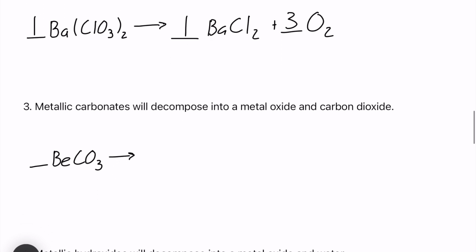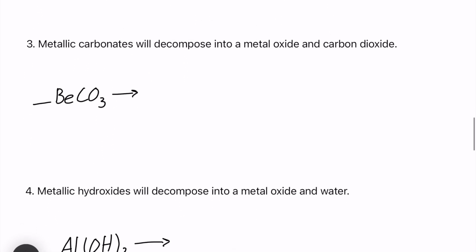Moving on to rule number 3, metallic carbonates will decompose into a metal oxide and carbon dioxide. Here we have beryllium carbonate, and we already know what carbon dioxide is, so we can just write down CO2. Then we also have a metal oxide. When oxygen is in its ionic form, it's O2 negative, and our only metal in this case is beryllium.